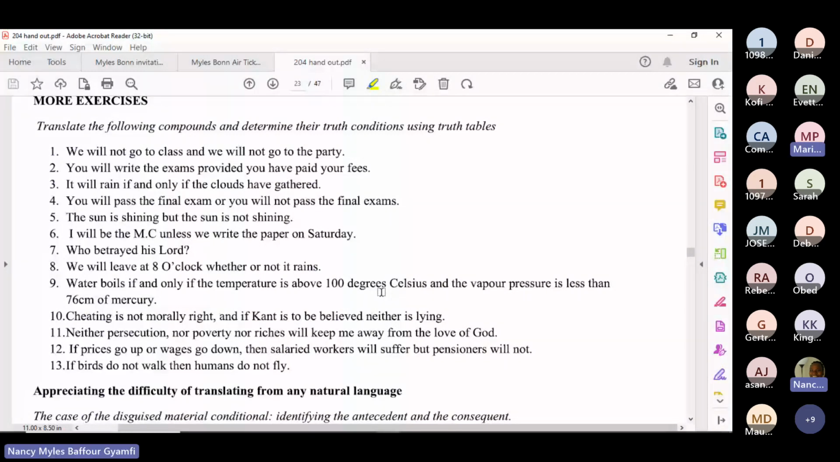You pass the exam or you do not pass the exam. How will it be symbolized? Using P. It's a disjunction: P disjunction not P. Excellent. Very good. So that's the symbolism.